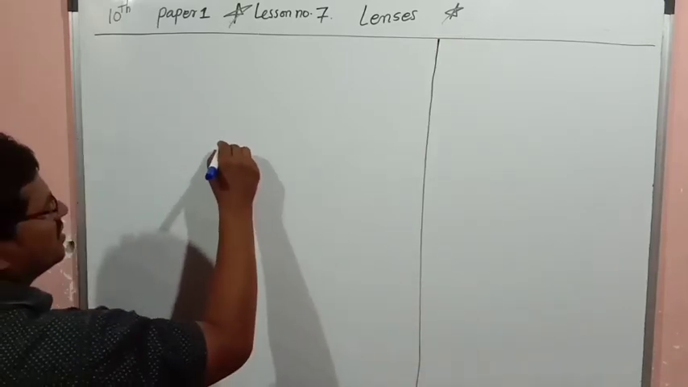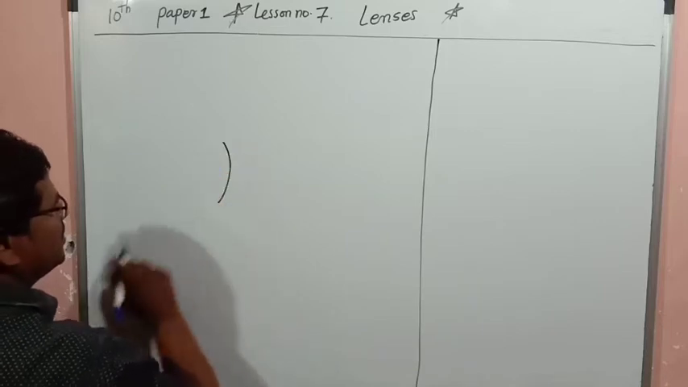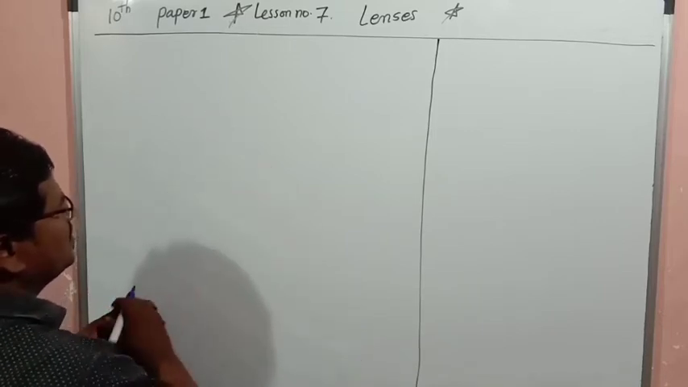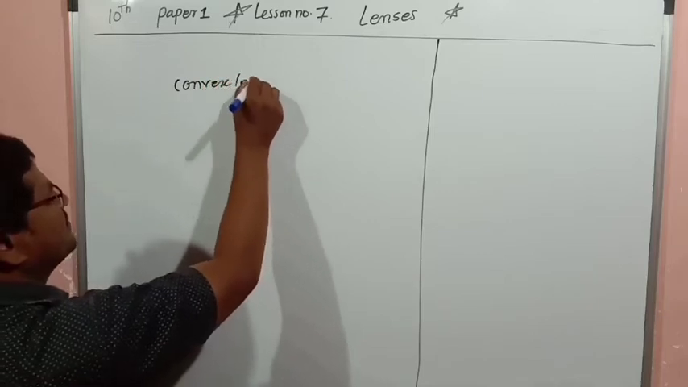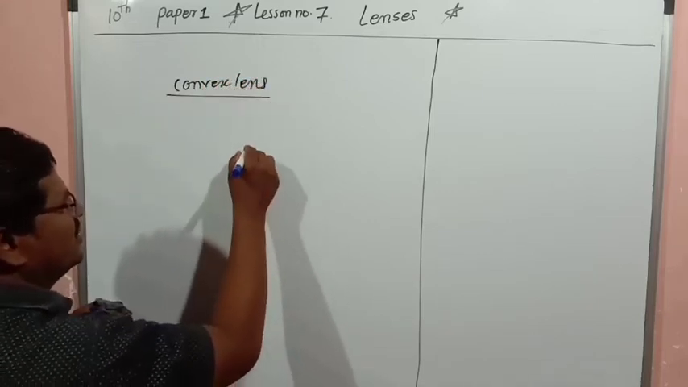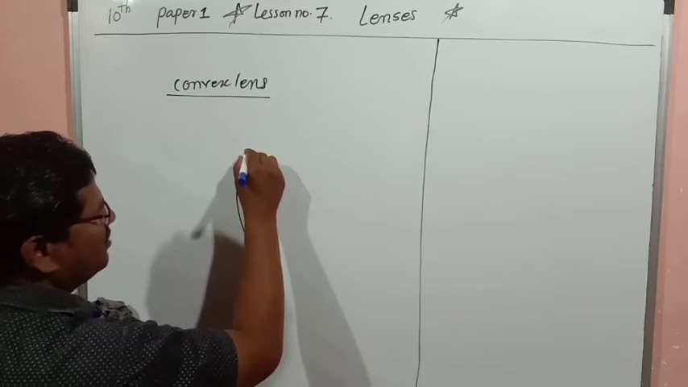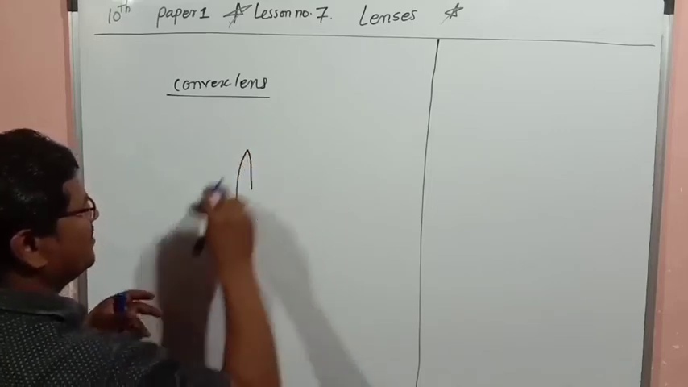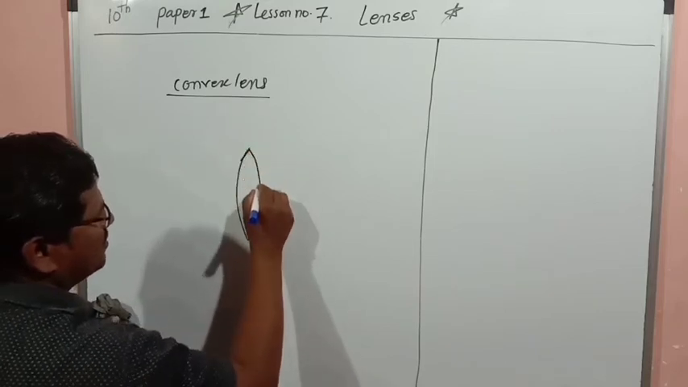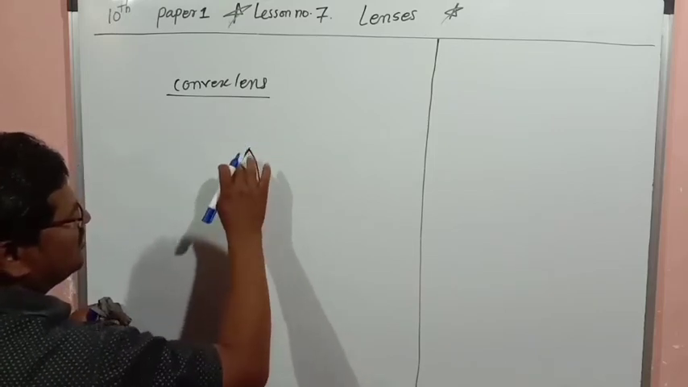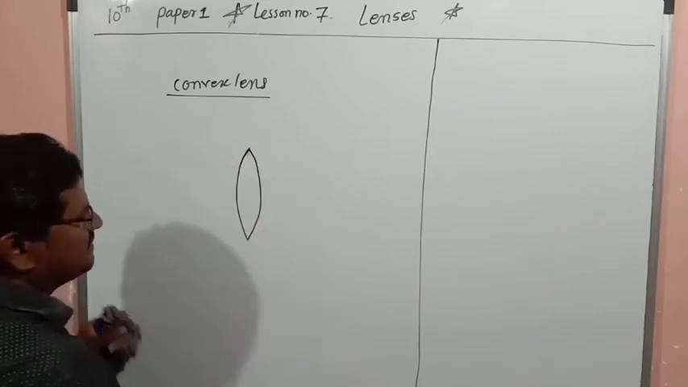Suppose you take first a convex lens. So a convex lens has two spherical surfaces bulging outward. So this one will be the convex lens.